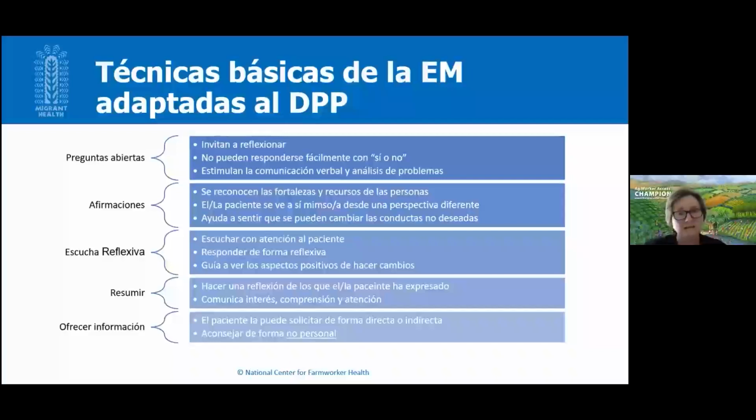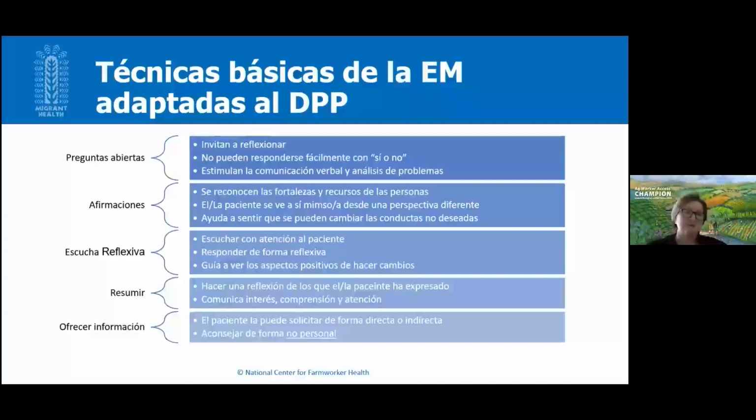With affirmations, we recognize the patient's strengths and resources. We give validity to their feelings and to the personality of each person, which can be very different from one person to another. We recognize that everybody's reality might be a little bit different from one person to the next. There isn't a way to measure everybody in the same way. So the patient can see herself from a different perspective. With affirmations, you can help the patient look at herself from a different perspective.